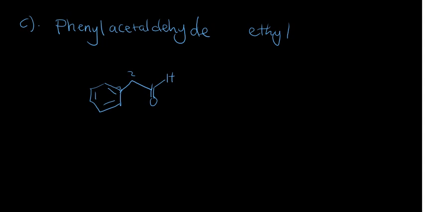Okay, then we'll go to D. Oh, the D is not looking nice. Okay, the D was saying cis-3-tert-butylcyclohexanecarboaldehyde.